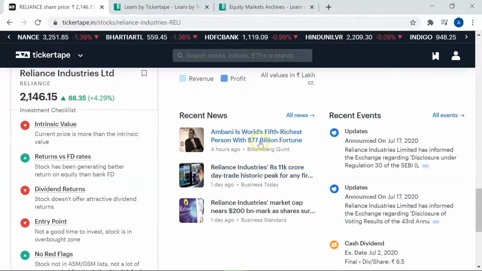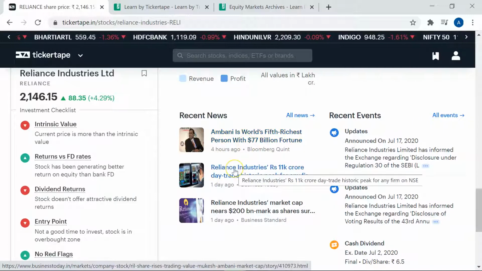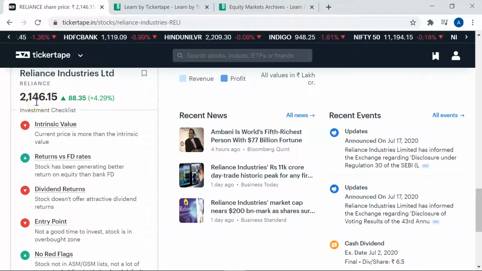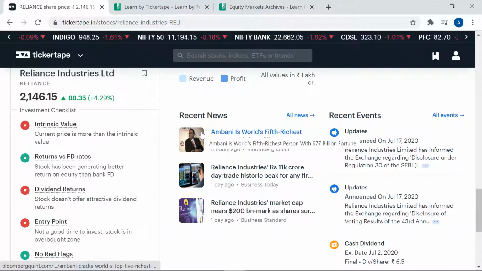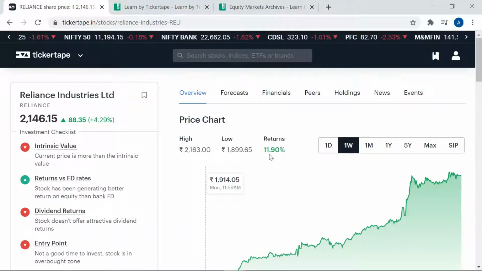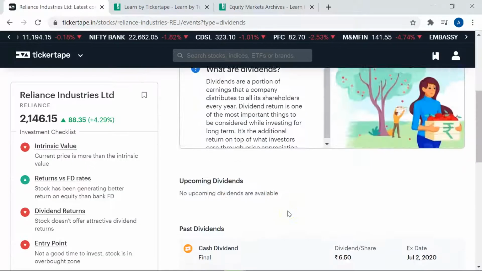So if you see the recent news, Ambani has become the world's 5th richest person. So definitely because of this news there will be an impact on this stock, because 50% plus of the stock is held by the Ambanis only in this company. So this news came on July 26th. So on July 27th, Monday, definitely this stock will shoot up. You can make some calculated guesses because everything is mentioned in a single place.